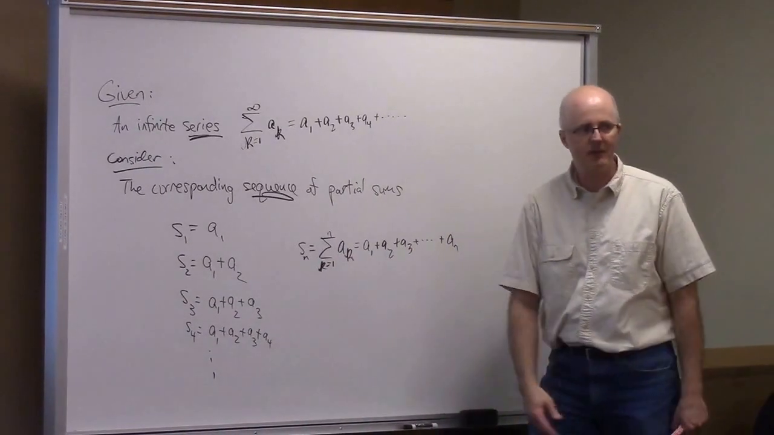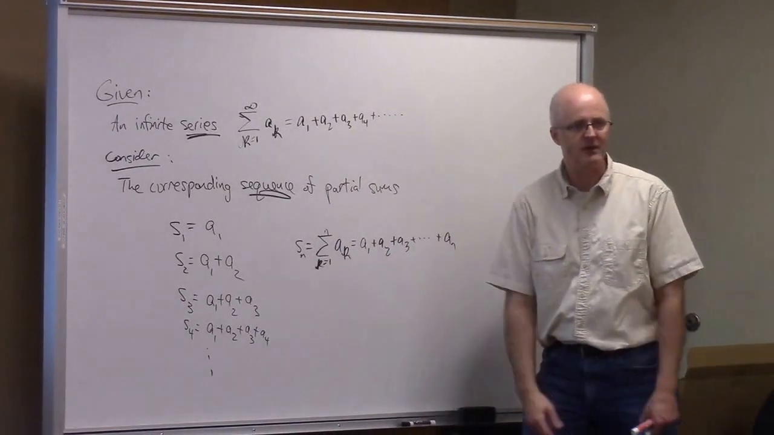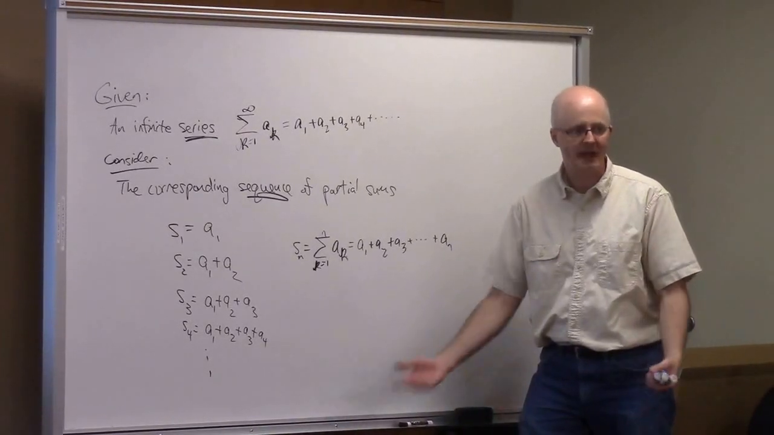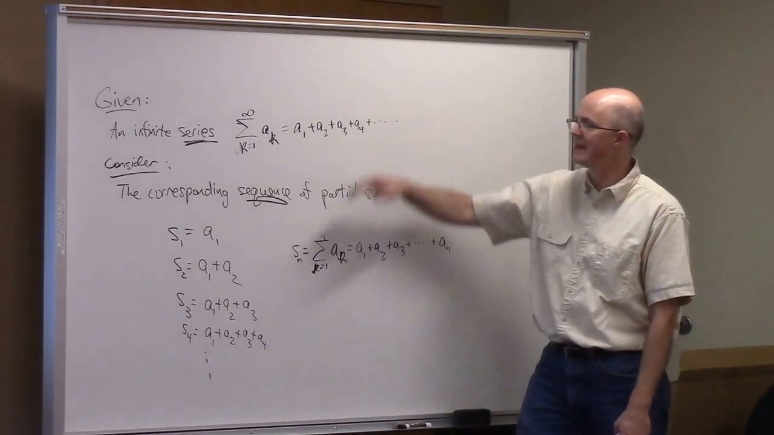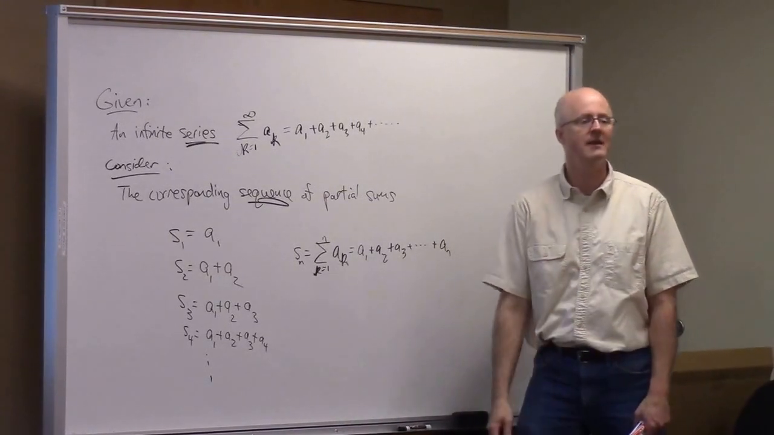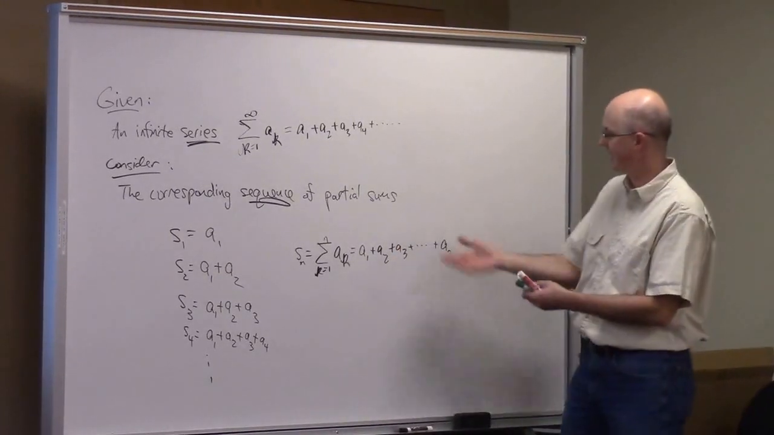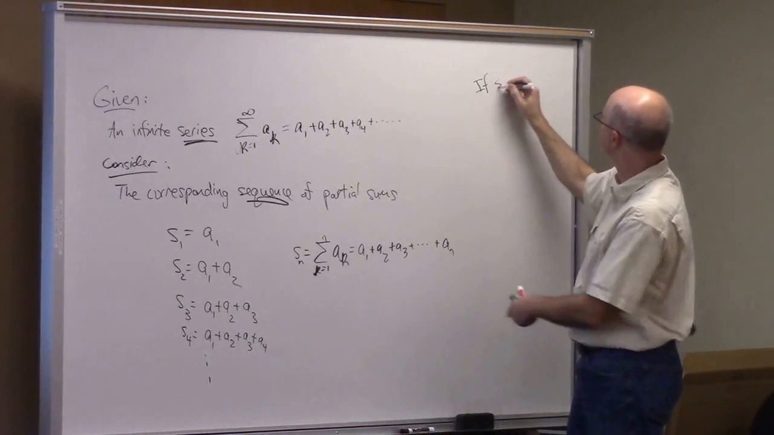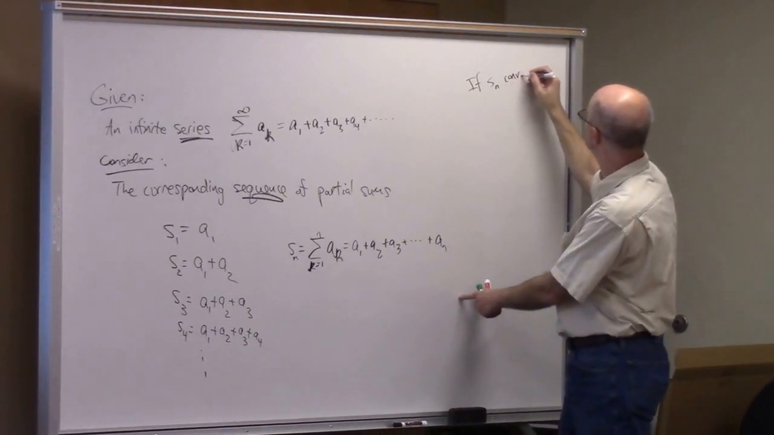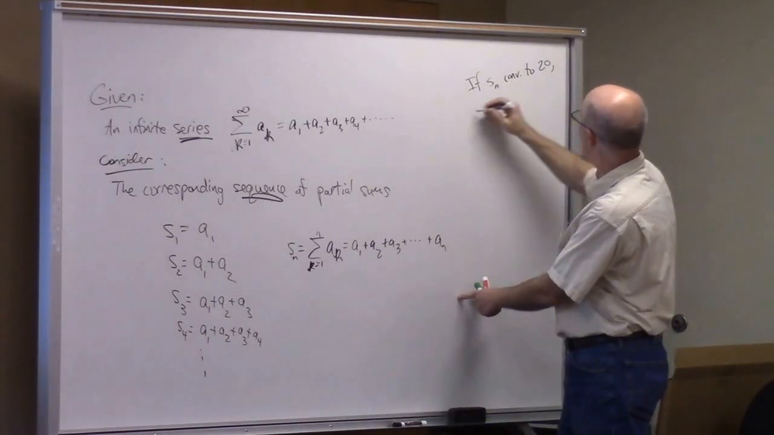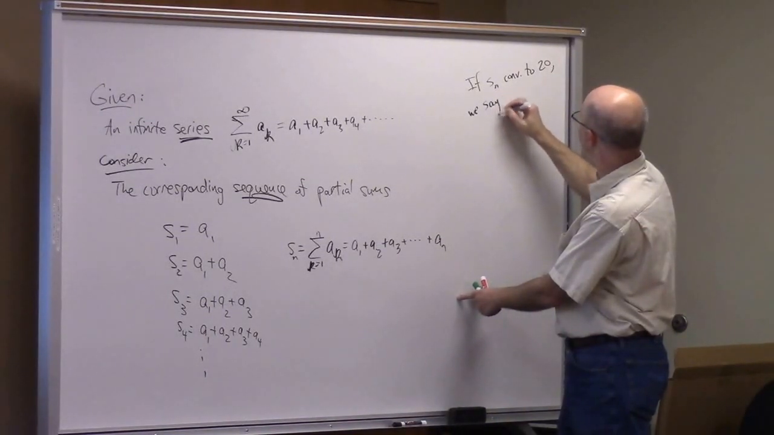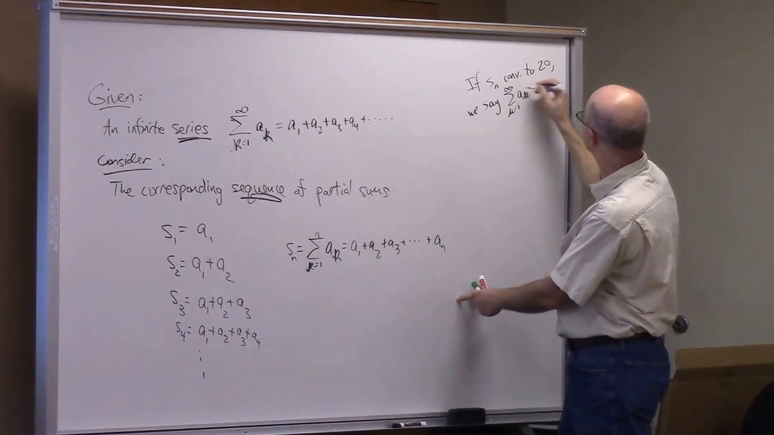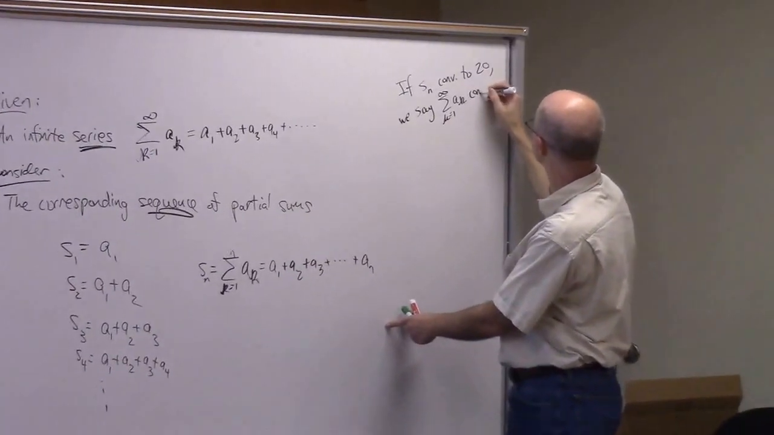But that's a list of numbers, an infinite list of numbers. You can go forever. Does that sequence converge or not? If it does converge to something, then you say the series converges to that same thing, and you say it equals that thing. Like I said, if Sn converges to 20, we say the infinite series also converges to 20.